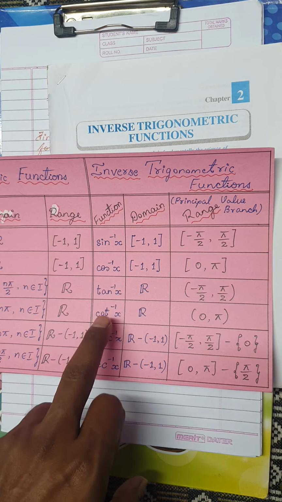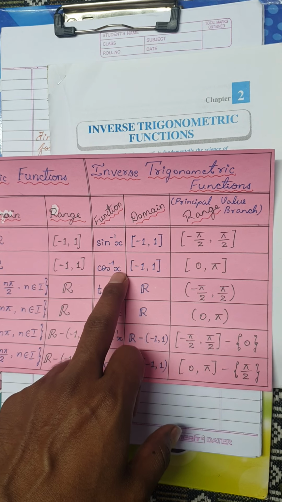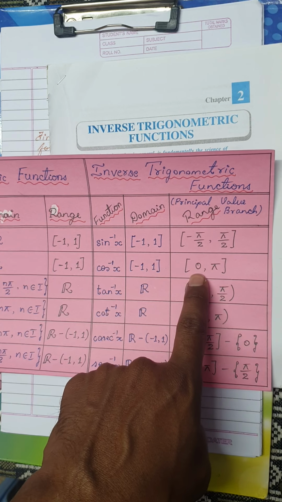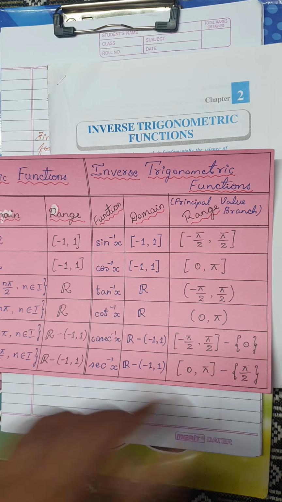Now cot inverse of x follows cos inverse of x. So cos inverse of x range is the closed interval 0 to pi, but cot inverse of x range is the open interval 0 to pi.